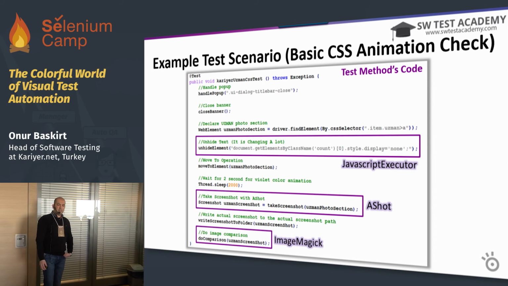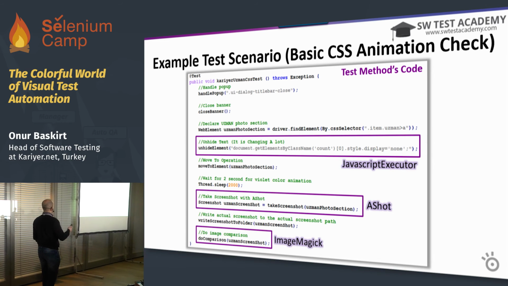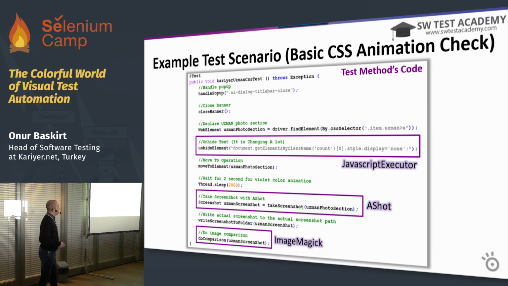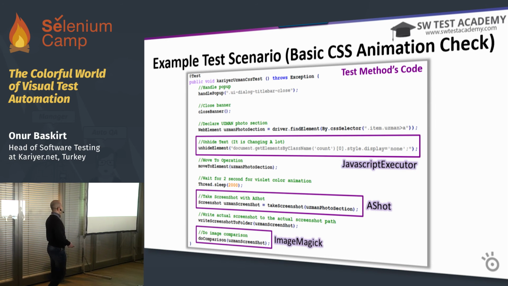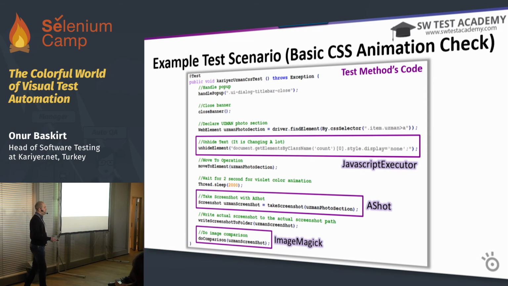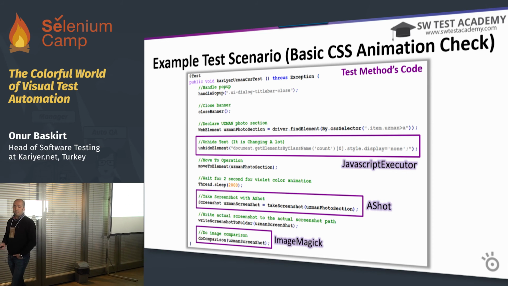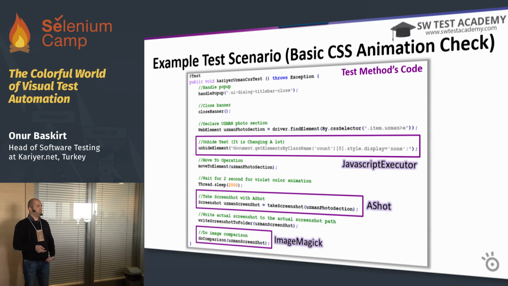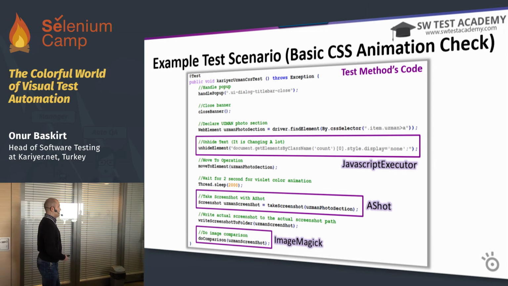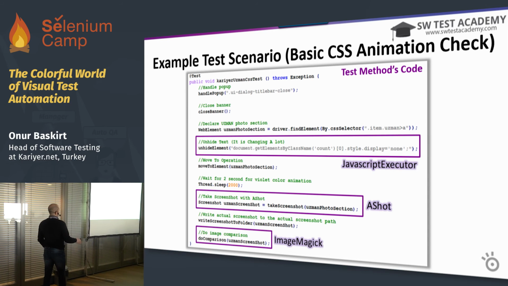And this is the main test method. I handle the pop-up, close the banner, blah, blah, and I get the element. First, I unhide that text area with the JavaScript executor. Then move to the element and wait 2 seconds for the CSS animation to finish. And I take a screenshot of that element with AShot, as you see here, and write that actual screenshot to the test folder and do the comparison with ImageMagick, as you see here.